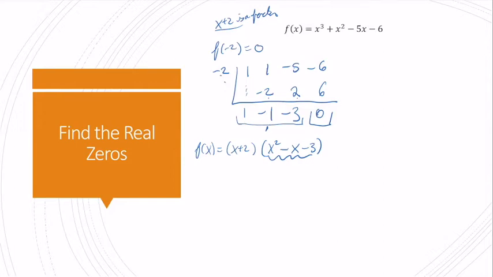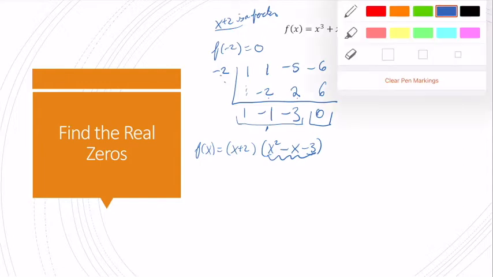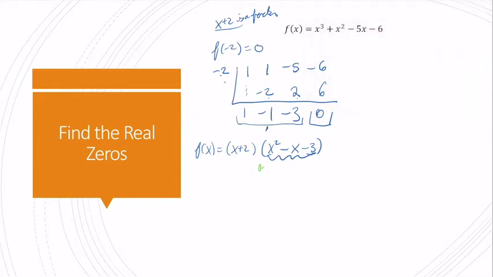Now I need to factor this quadratic in order to determine my remaining zeros. So the first thing I think is, okay, what are the factors of AC that add up to B? Well, there are no factors of negative 3 that add up to negative 1. So we're going to have to use the quadratic formula, and we're going to start by labeling our A, B, C's. So x equals negative b plus or minus the square root of b squared minus 4ac all over 2a.